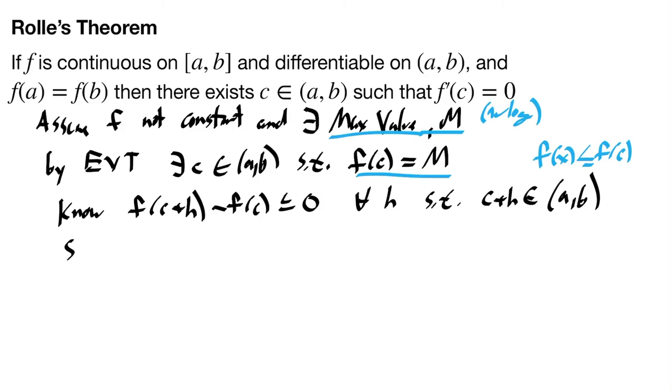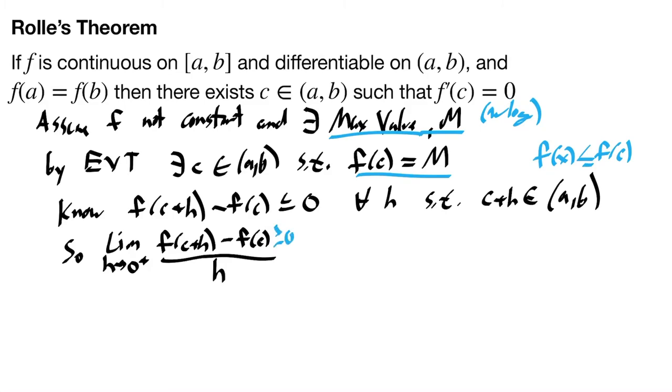Okay, so now what I'm going to do is write out the limit as h approaches 0 of f of c plus h minus f of c all over h. If we take the limit from the right, then our top part here is less than or equal to 0, but h is greater than 0. So that means that this limit must be less than or equal to 0.